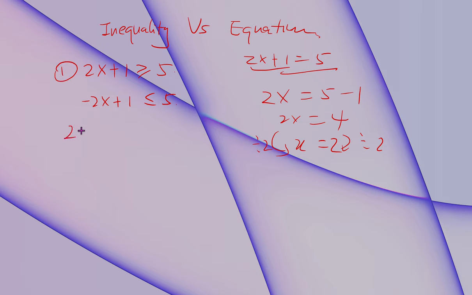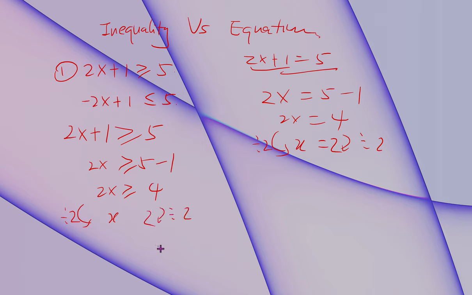So for the first one, you do the same thing. Move the plus 1 over. Minus 1, so 2x is 4. Divide by 2, you get x equal to 2, right? Then over here it is bigger than or equal to. Now, let's do number 2.